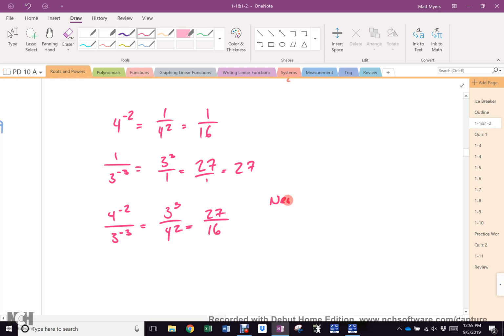Negative exponents reciprocate. Reciprocate is the $5 word for flip the fraction. Okay? I use real words every chance I get.